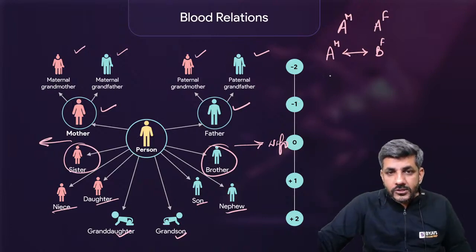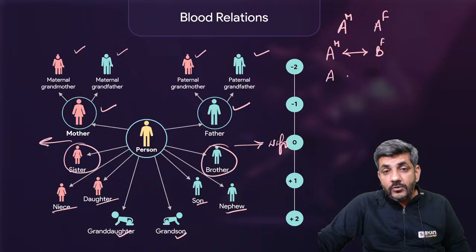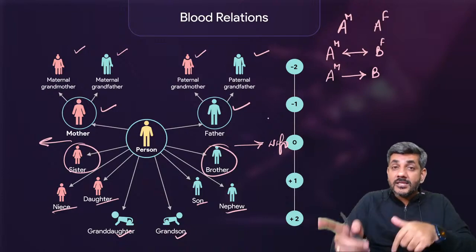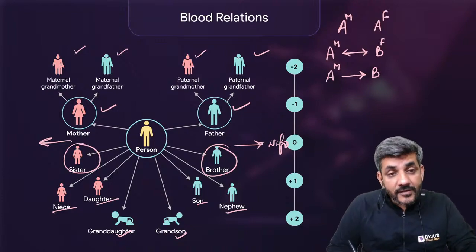Also, A is the brother of B. So we use a single-sided arrow in that case. A is the brother of B. I know A is a male, but I do not know about B, because A is the brother of B, but B could be a brother of A or a sister of A.